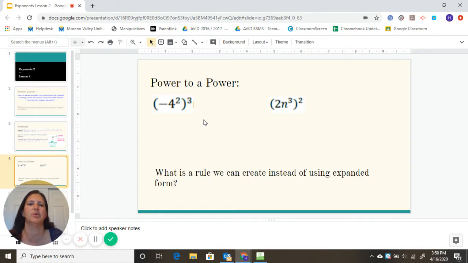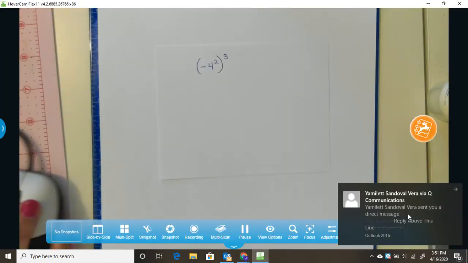Here is a power to a power, and that's what I mean. I have something that's being raised to a power or squared or cubed or whatever it is here. And then next to it, I have another exponent. So what this is telling me is that I should see negative 4 squared 3 times. Over here, this is telling me I should see 2n to the third 2 times. So I'm going to write these out in expanded form, and we're going to see what they look like.